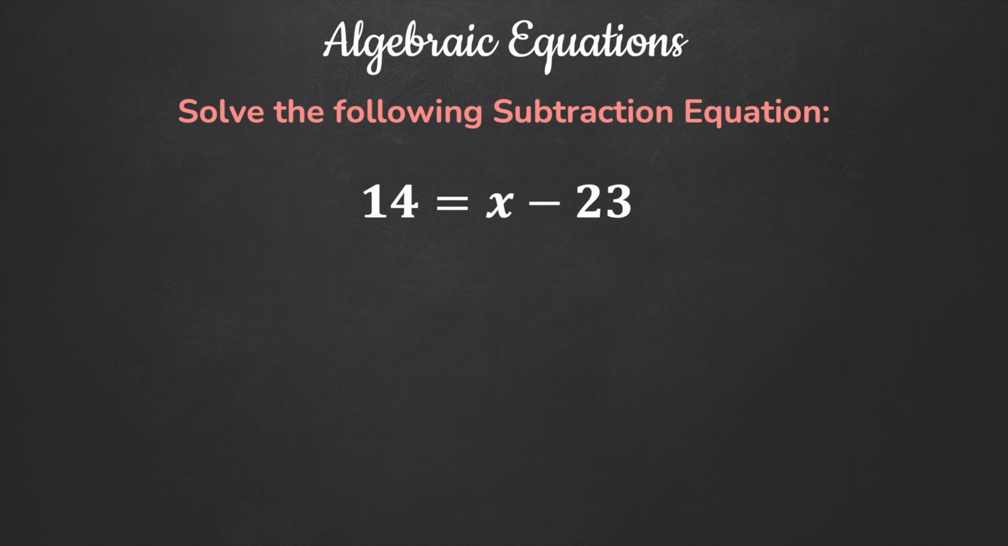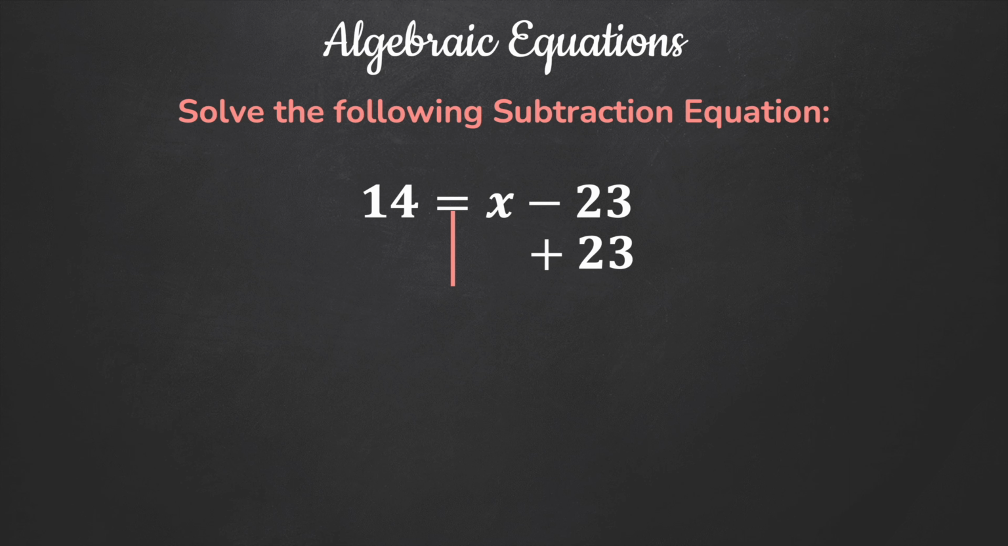Here we have 14 is equal to x minus 23. And even though x is now on the right side of our equation, that's fine because our goal here is to still get x by itself. We're going to start off with drawing a line through our equal sign so that we could easily see both sides of our equation. And on the right side, we have x minus 23. Because we want to get x by itself, we're going to add 23 because addition is the inverse operation of subtraction, and these two are going to cancel each other out.